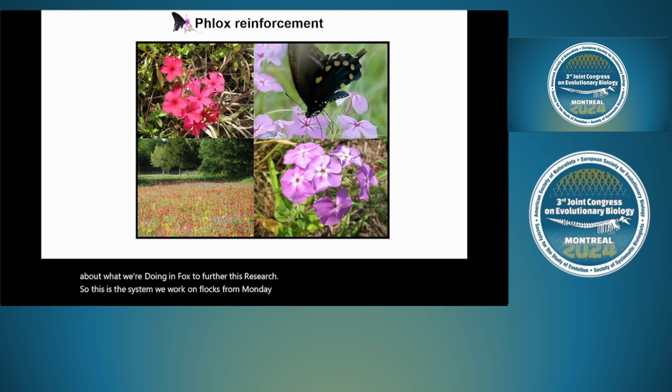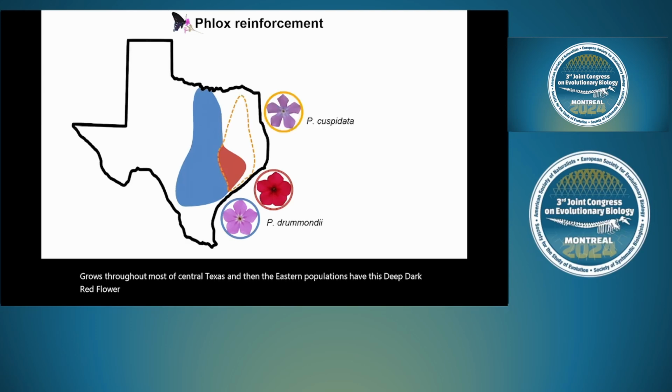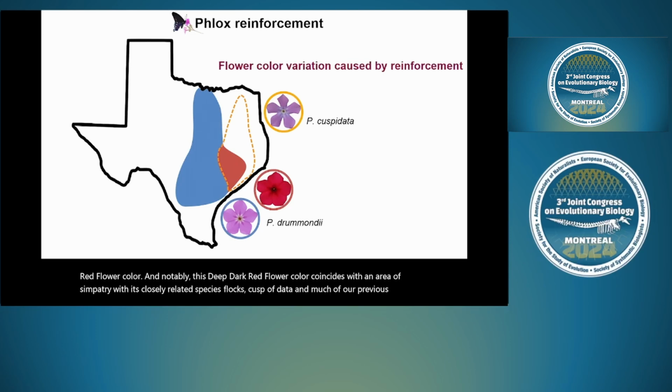It's a native wildflower in Texas, and it comes in these two beautiful flower color varieties. First, we have this light blue violet color that grows throughout most of central Texas. And then the eastern populations have this deep dark red flower color. And notably, this deep dark red flower color coincides with an area of sympatry with its closely related species Phlox cuspidata.